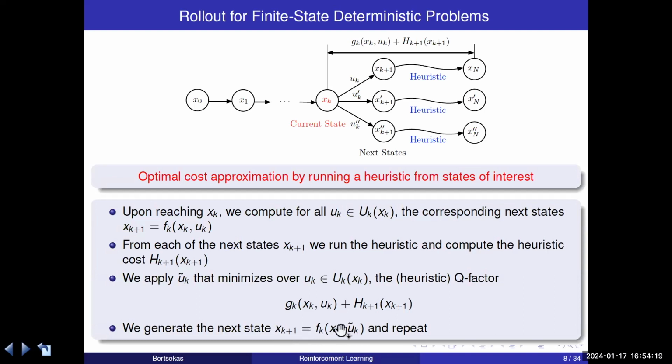And then we generate the next state. We go from xk to xk plus 1. Let's save this. Go to xk plus 1. Do the same thing. Consider all controls, approximate the optimal cost with the cost of a heuristic, and go forward from x0 all the way to the end. Okay?